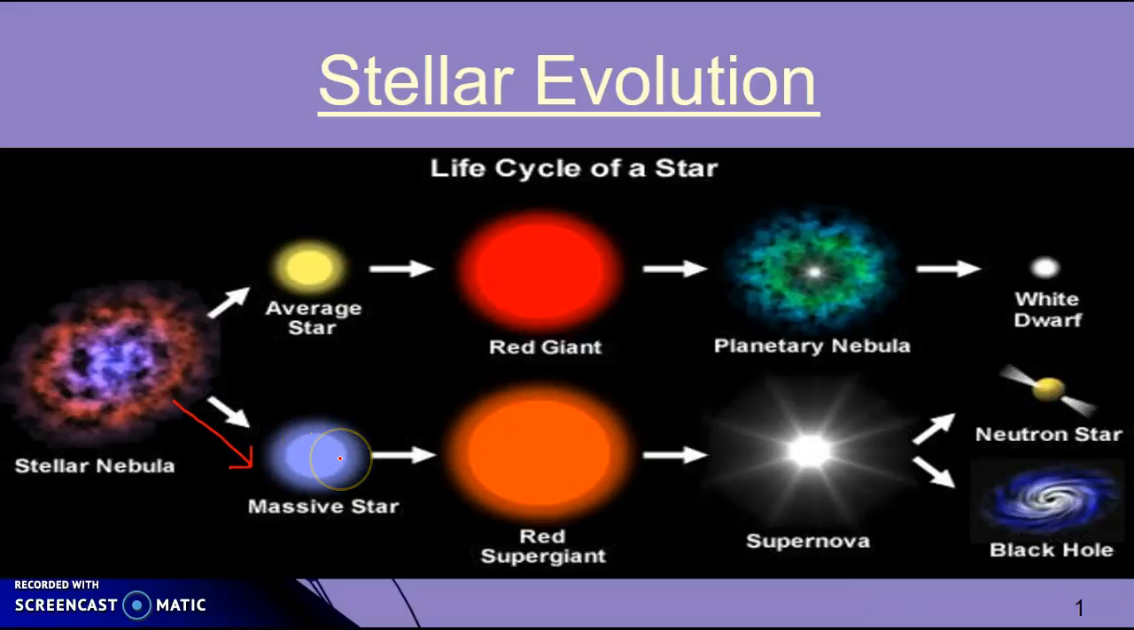first, a massive cloud would become a massive star, a massive blue star. And these stars burn very hot because they have more gravity. Because they have more gravity, there's more compression. More compression means more friction. And they burn the fuel faster. In this case, this guy here will become a red supergiant, and then it ends with this giant supernova explosion.